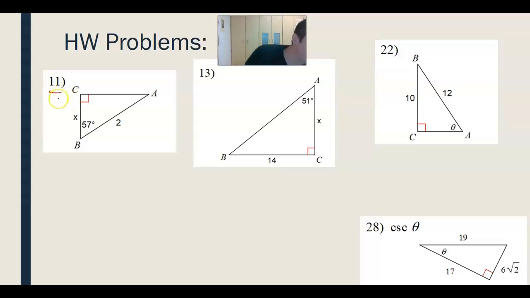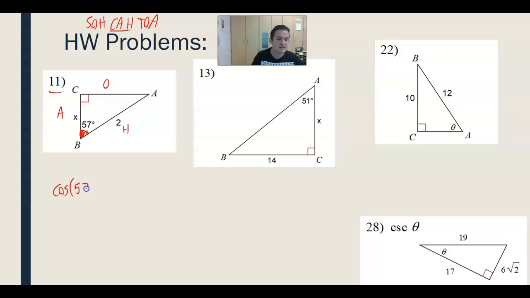So number 11, I have an angle and a side. I'm trying to find this other missing side. So first I'm going to label my sides. This is the adjacent, opposite, and hypotenuse side. I'm going to go ahead and write SOHCAHTOA up here. So I have the adjacent and the hypotenuse sides that I'm dealing with. So that's going to be cosine that I'm going to use.